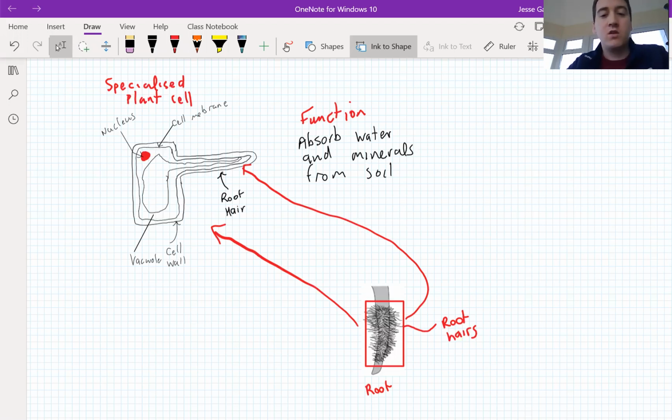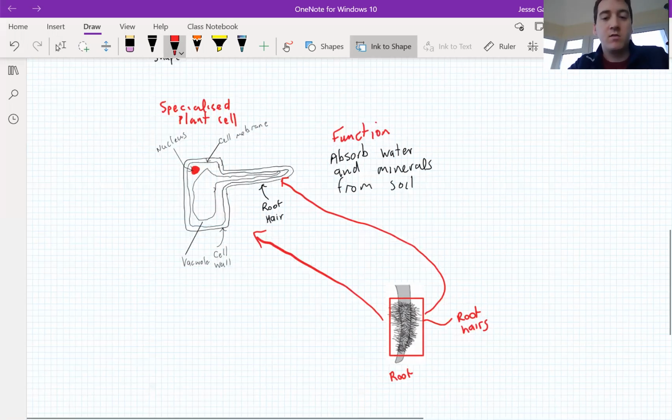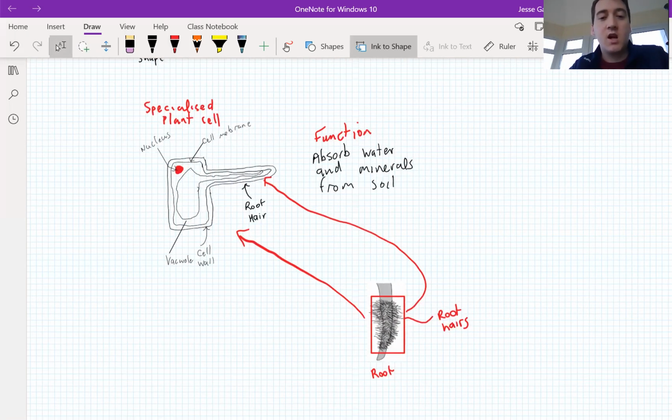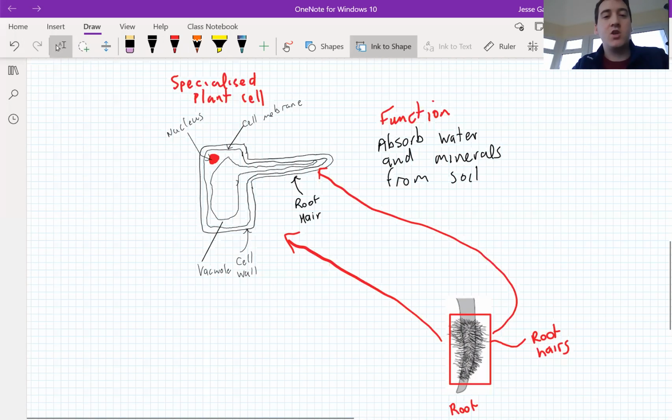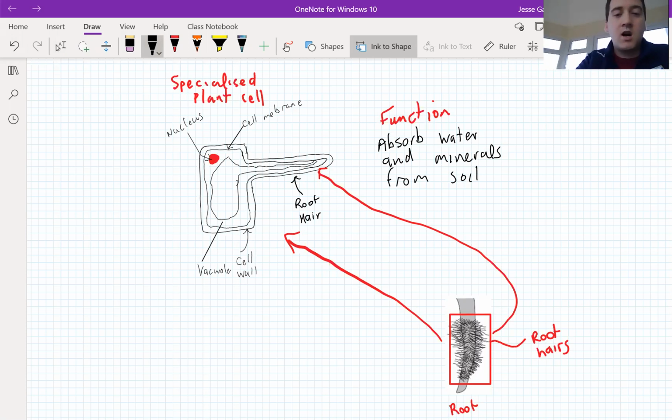So why is it good? Why is this root down here good at absorbing water and minerals from the soil? Well, it's good at this job because it's got lots of root hair cells. Now, why are root hair cells good at this job? What features do they have that make it good? Well, this long projection sticking out to the side here gives the cell a large surface area.